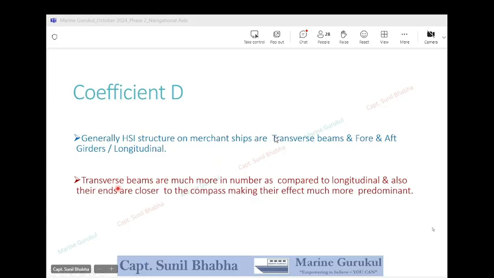So number one, the beams are much more in number, and number two, their ends are closer. Thus making the effect of the athwartship beam or transverse beam much more predominant as compared to a fore and aft longitudinal. So in our example, when we understand the deviation generated by coefficient D, we will be assuming one athwartship beam, a horizontal soft iron, and understanding the deviation from there.